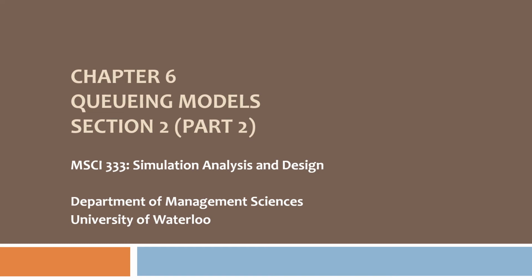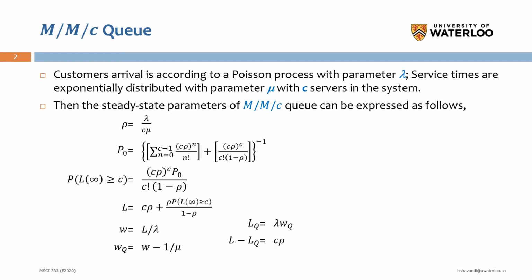Part 2 of section 2 of chapter 6. This is the last part of section 2 and also chapter 6. Following the M/M/1 queue in the previous part, here we have the M/M/C queue. So here we assume that we have C servers.